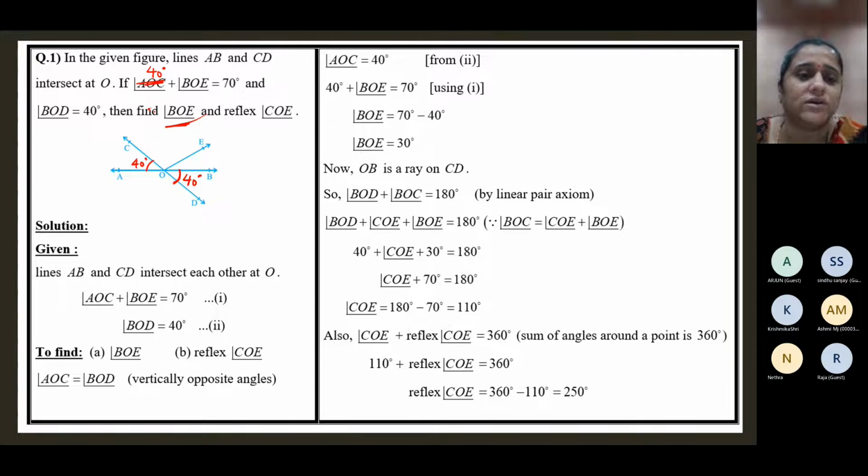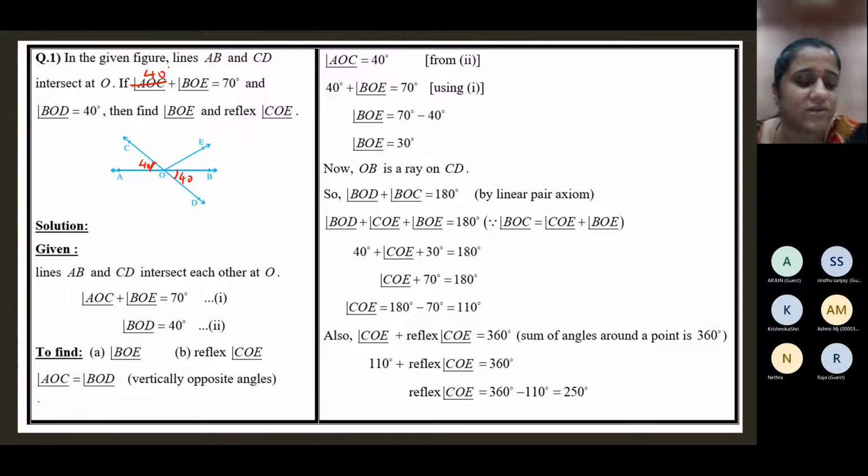So what Sindhu said was, since it's given BOD is 40 degrees, vertically opposite angles are equal. So AOC is also 40. Now we have a condition given in the question. AOC plus BOE is 70. But how much is the AOC here? 40 degrees. So 40 plus BOE is equal to 70, so BOE is equal to 70 minus 40, 30 degrees.